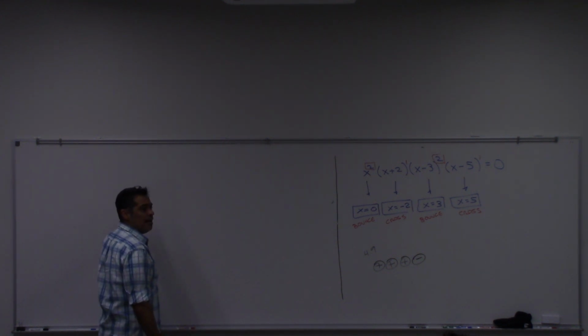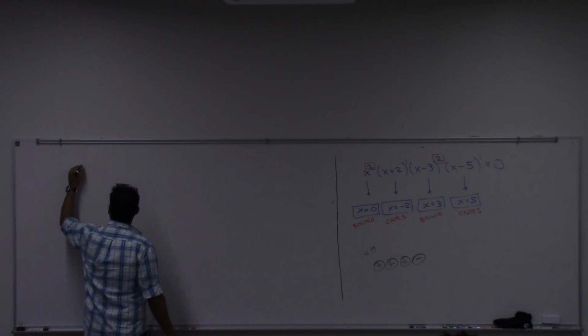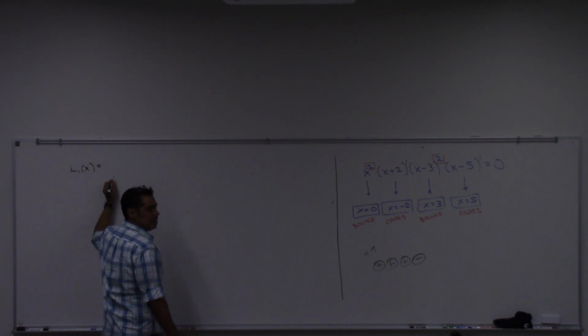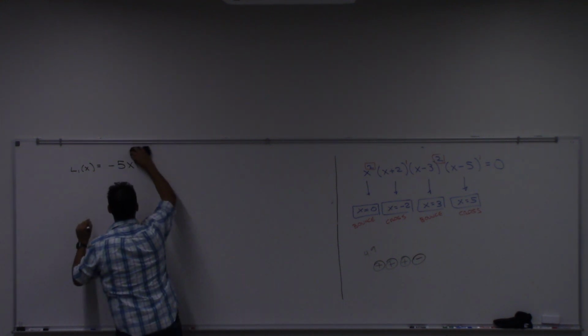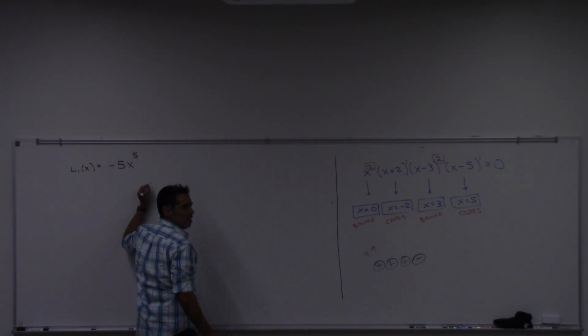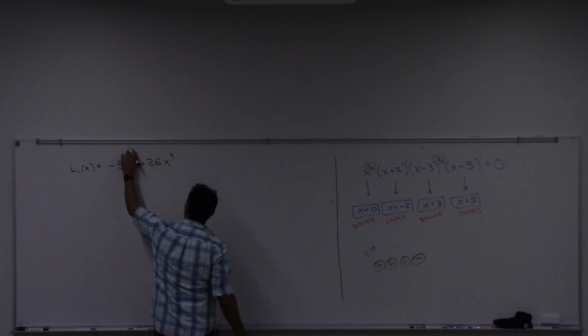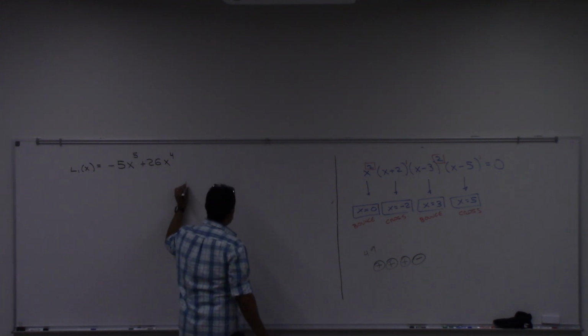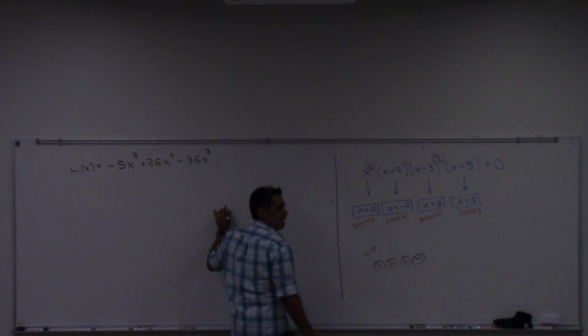So, all right, I'm going to do K or L. Which one do you want? The ugliest one, or I like K. Let's do the ugly one. L1 of x is negative 5x to the 5th, oh, x to the 4th. Negative 5x to the 5th plus 26x to the 4th minus 36x cubed minus 8x squared.